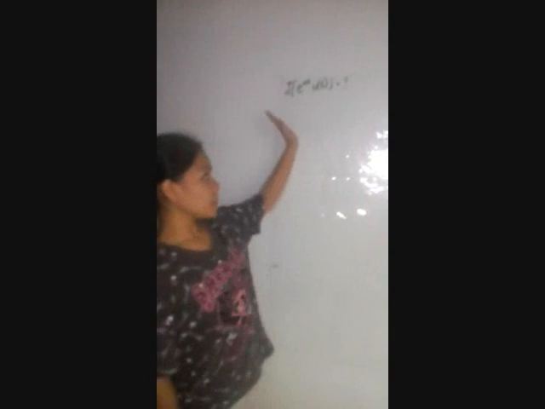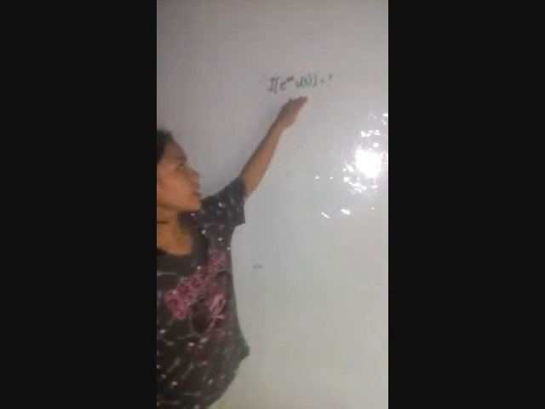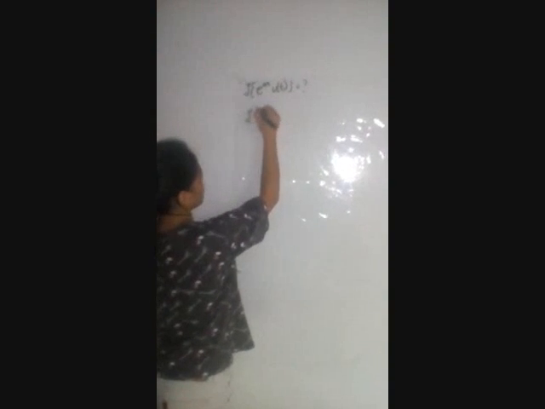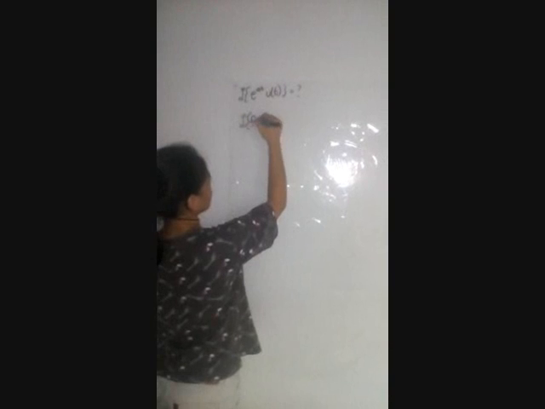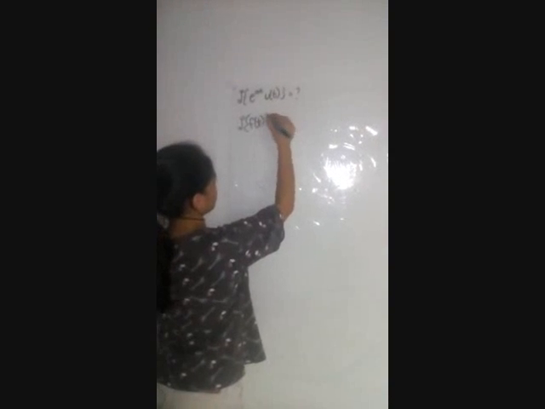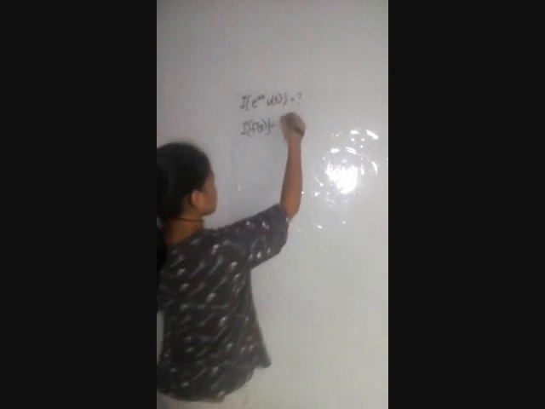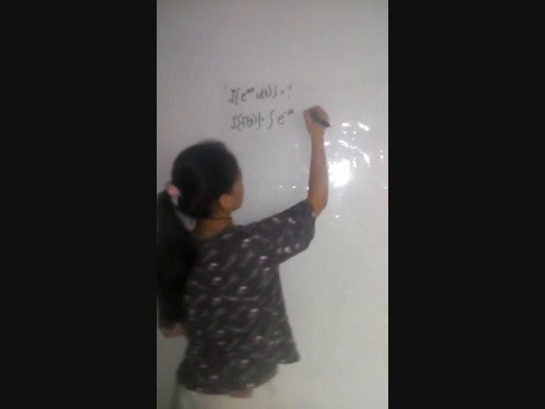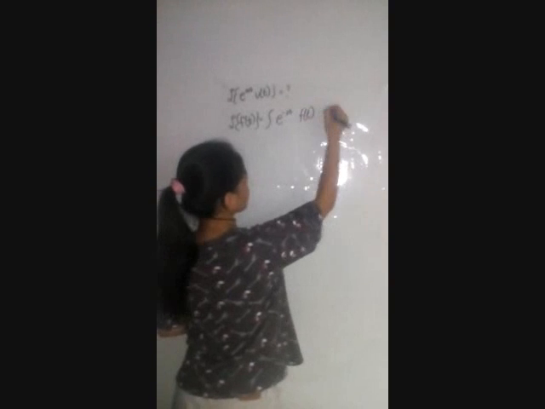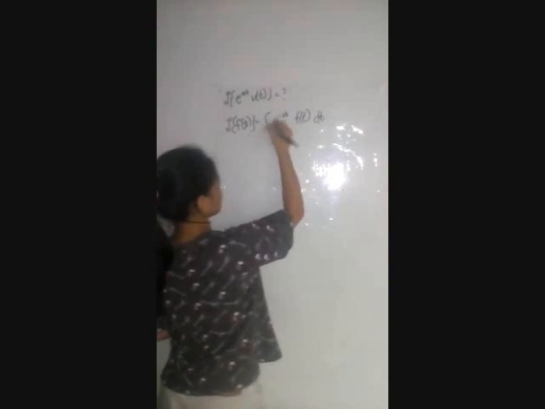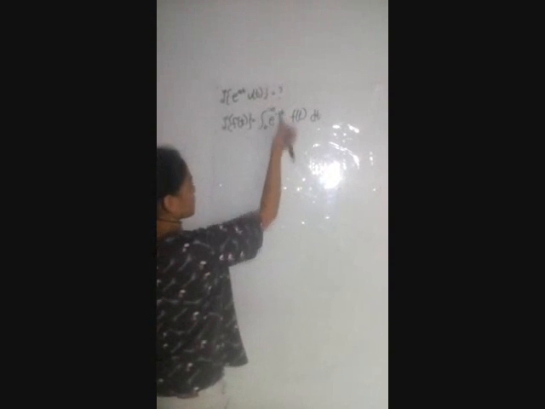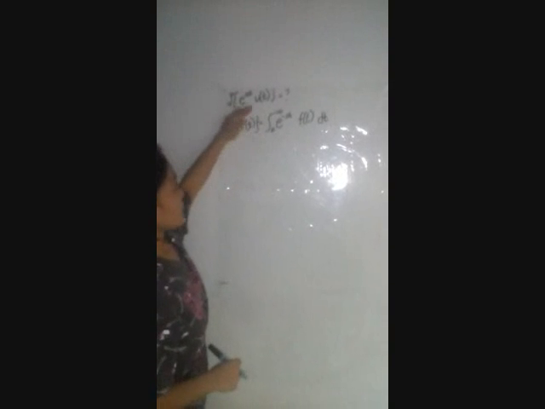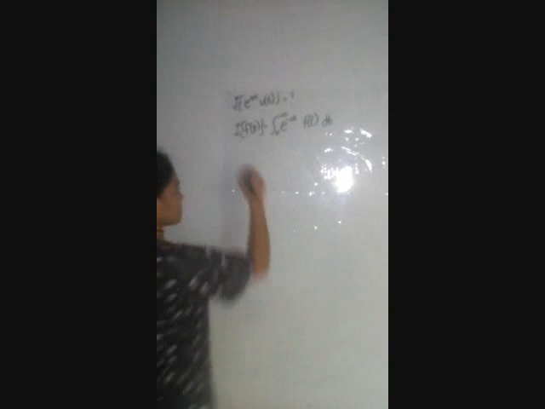Hello, today we will get the Laplace of e raised to a t u of t. To get the Laplace, we will use the equation: Laplace of f of t is equal to the integral of e to the negative st times f of t dt with the limits 0 up to positive infinity. So our f of t is e raised to a t u of t.